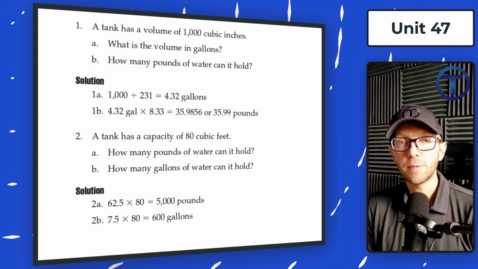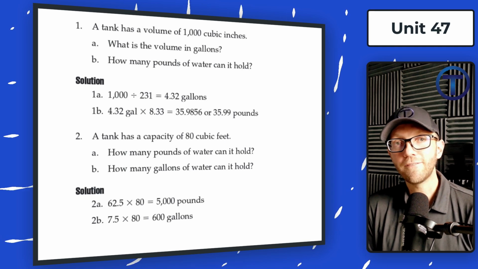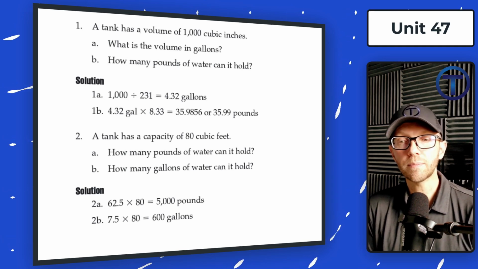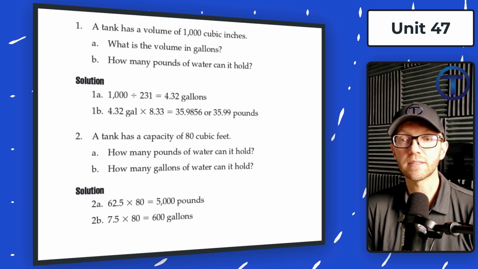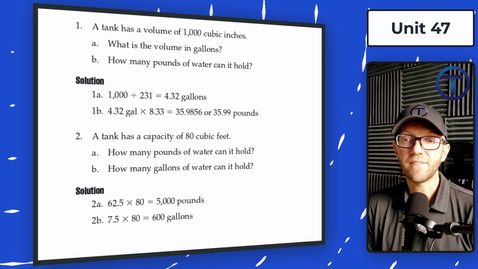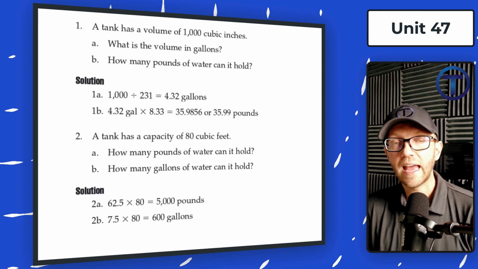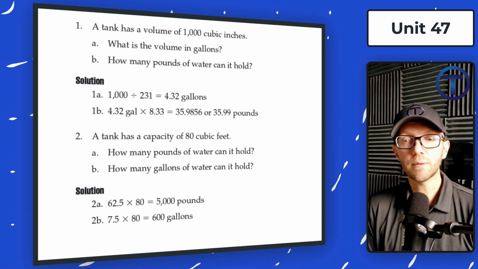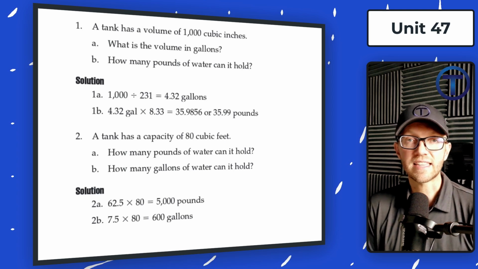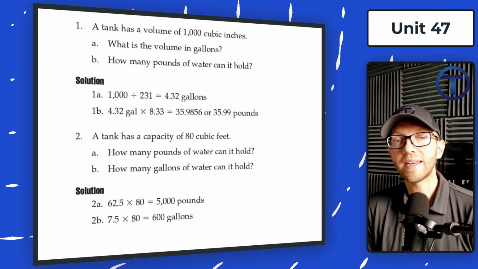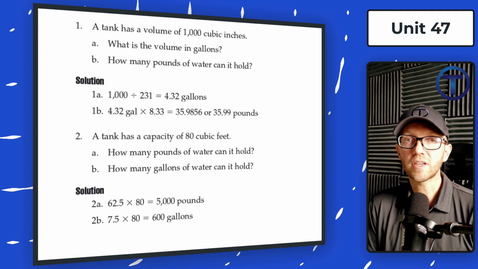If I have 80 cubic feet and each cubic foot weighs 62.5 pounds, I can multiply that and get 5,000 pounds. How many gallons is that? Well, if I have 80 cubic feet and there are 7.5 gallons per cubic foot, I can multiply that and get 600 gallons.